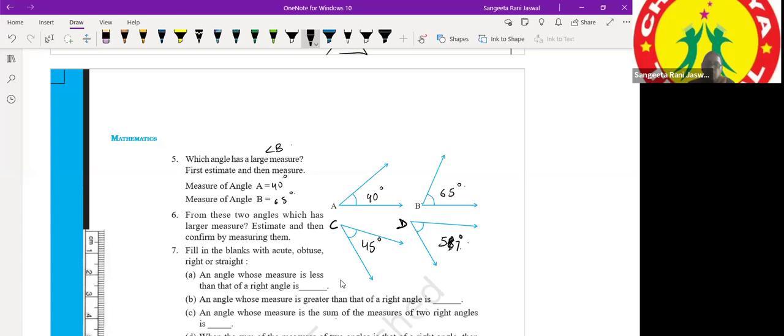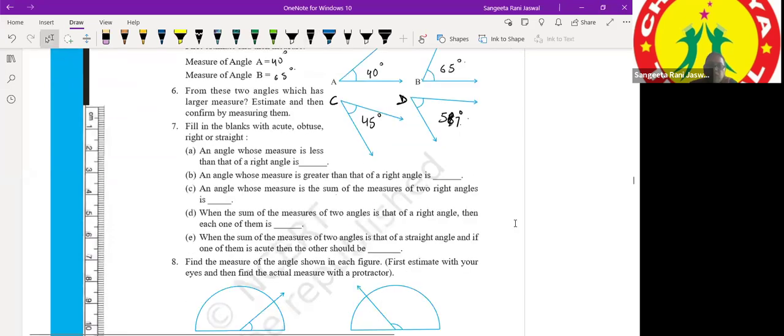So basically, all of you are getting that angle D is greater, is it? Okay, I'm not going much deep into that. Maybe some are getting 55, some are getting 65. It depends on the printing of the book also. Sometimes the printing is small, sometimes it's big. So you all are getting angle D as the greater angle. Okay, let's move to the next.